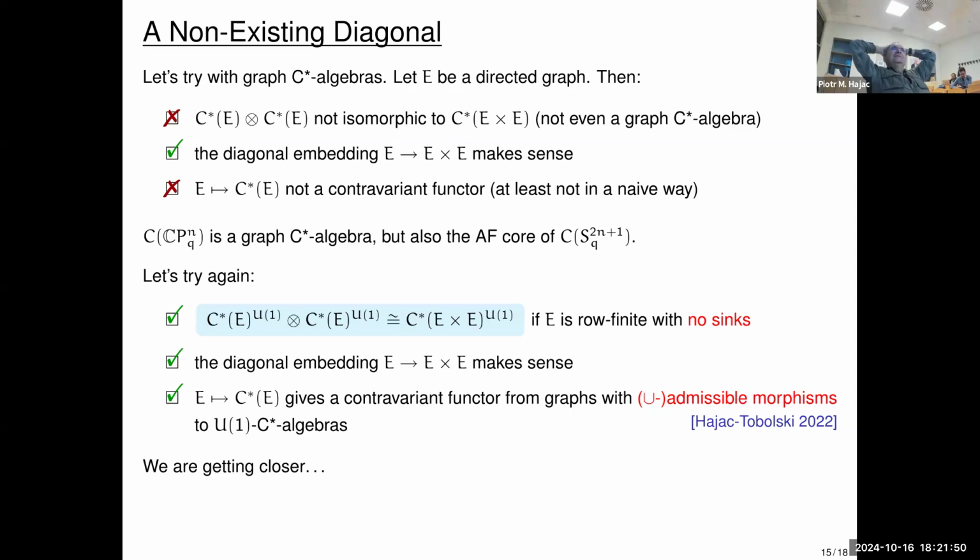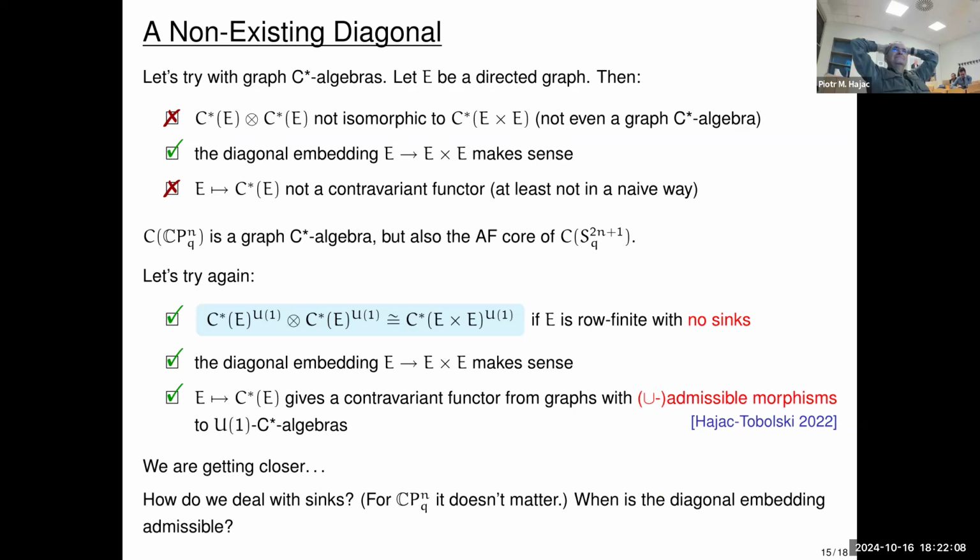Okay, so the questions are: first of all, the isomorphism at point one is only for graphs with no sinks. So for example, what about multipullback quantum spheres? Can we do something with sinks? For CP^n_q it doesn't matter, but still it is an interesting question. Second point, when is the diagonal embedding admissible for E? And I have to say, all the answers to these three questions are not very satisfactory.